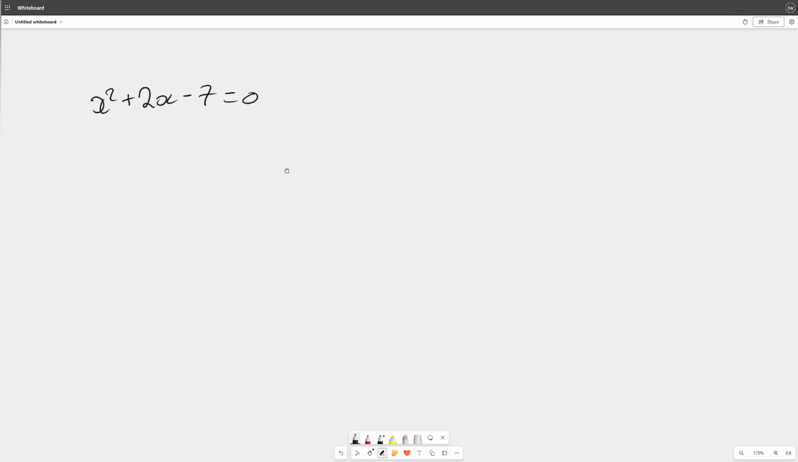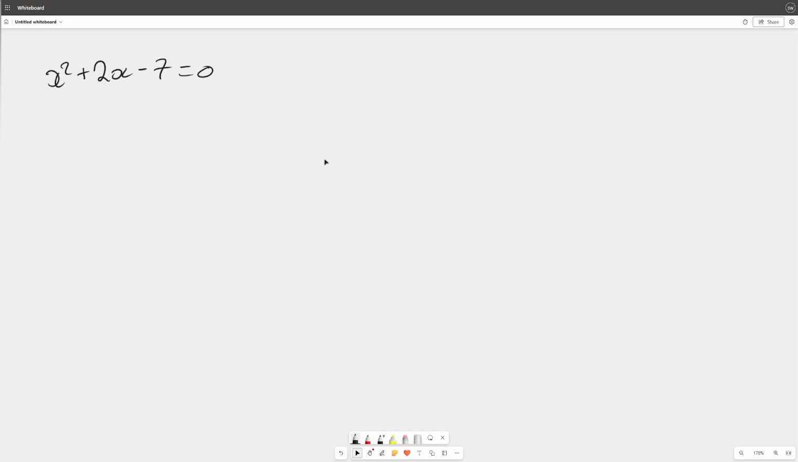This is the first one. x squared plus 2x minus 7 equals 0. At first it looks like a pretty standard quadratic, but when you look at it closer, there's in fact a big problem with it. And the main issue is that you can't factorise it. And that is one of the biggest clues that we're going to have to use the quadratic formula, is that you cannot factorise this quadratic.